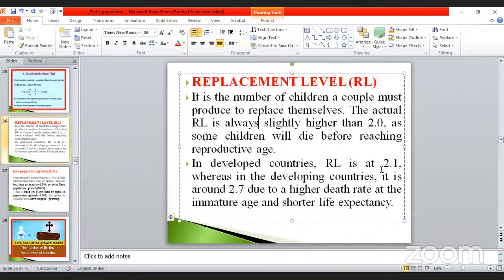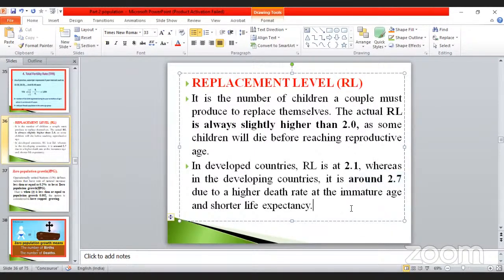Don't forget, my dear student, sometimes they may ask this question. Normally it is not exactly 2.0; it will always be slightly higher than 2.0. That's why they have given 2.1 here, whereas in developing countries it is around 2.7. Why? Due to the higher death rate at the immature age, before attaining the reproductive age, and shorter life expectancy.